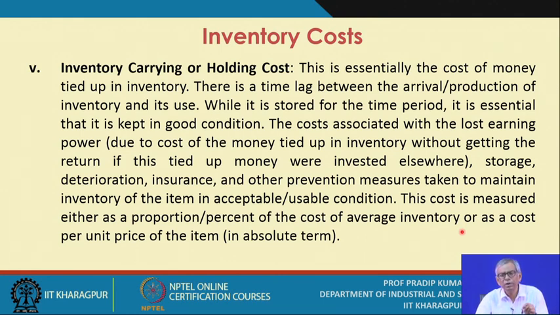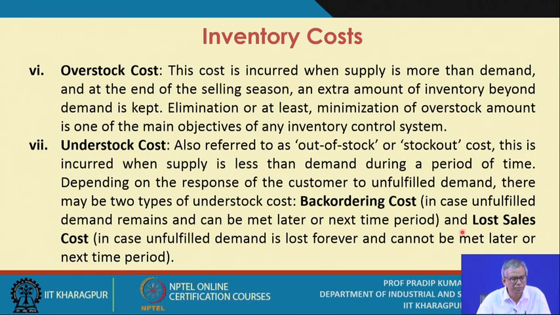Now I am just spending say 1 rupee in relation to its carrying or holding in good condition. Is it okay? Per unit time, per year or per month. So that means essentially in absolute terms you are spending 1 rupee against the unit price of the item for inventory carrying or inventory holding. Okay, so this is the idea.